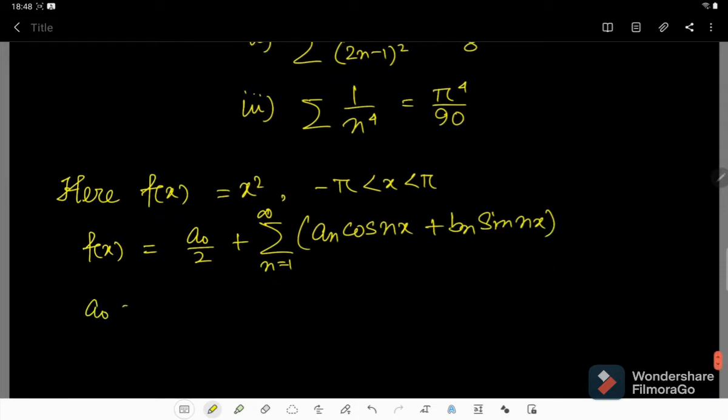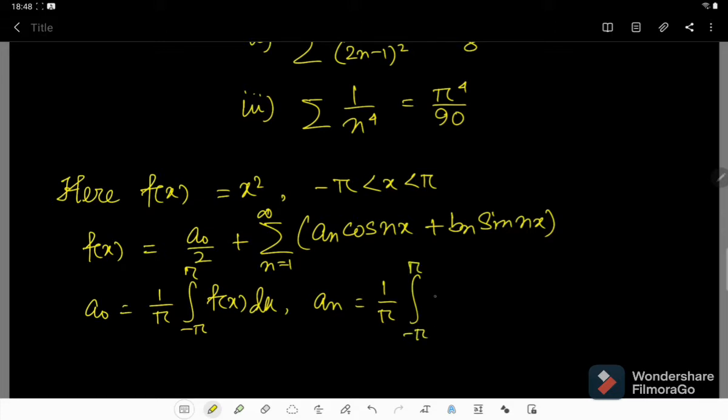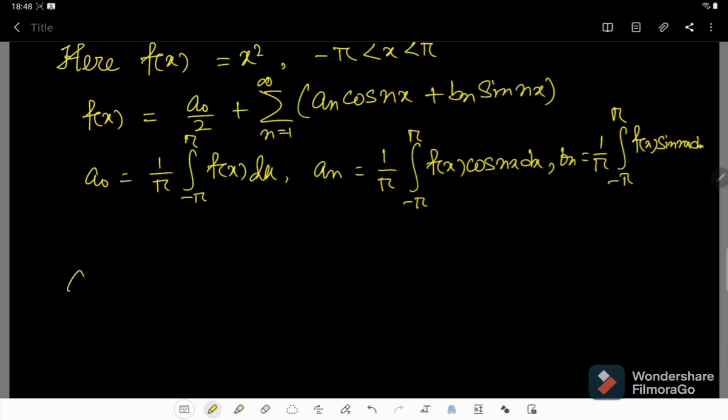and we know that a0 is 1 by pi, integral from minus pi to pi of f(x) dx, an is equal to 1 by pi, in this limit I am writing this, f(x) cos of nx dx, and bn would be 1 by pi. So let's find a0 first.